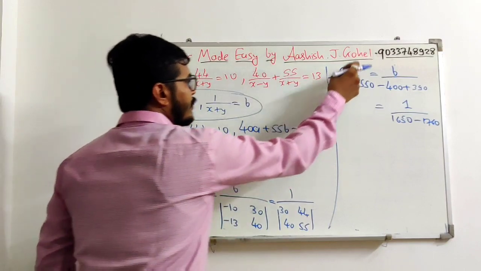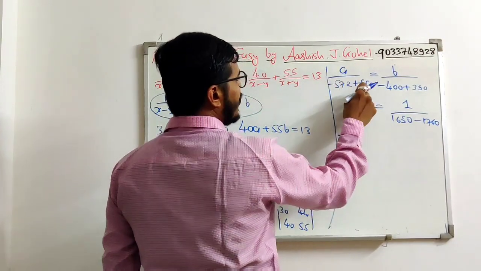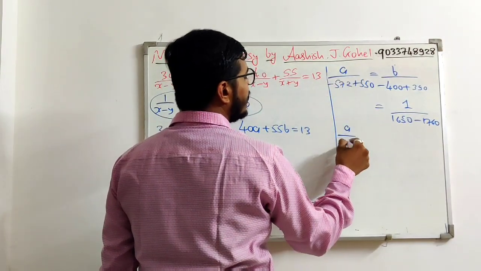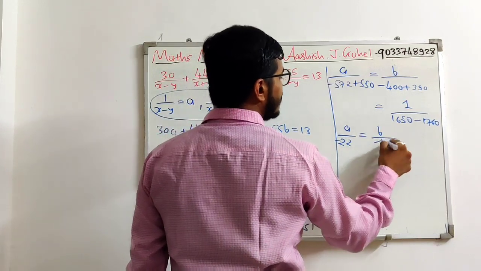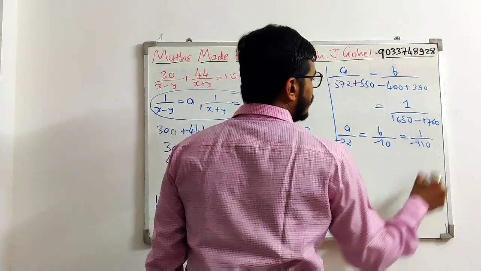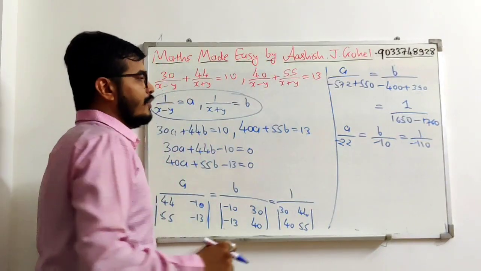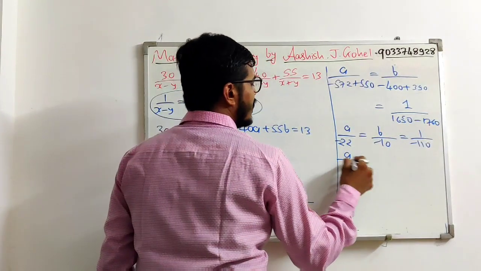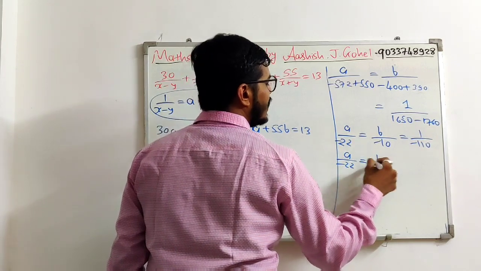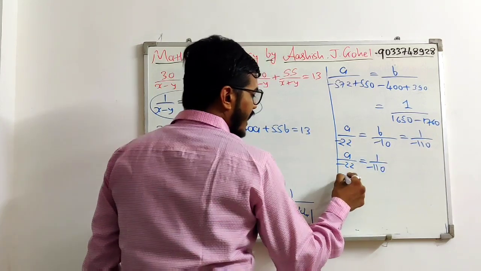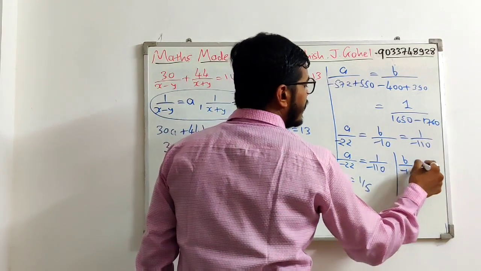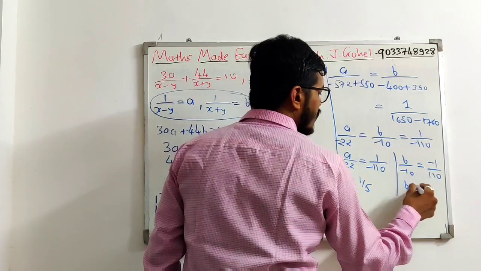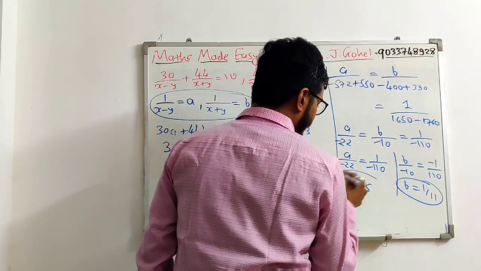So now a divided by minus 572 plus 550, that will be minus 22, is equal to b divided by minus 10 plus 390, minus 110. Now we will compare the first with the last term. So a divided by minus 22 is equal to 1 divided by minus 110 and your answer will be 1 upon 5. Here if you compare b, then you will get the answer as 1 upon 11.